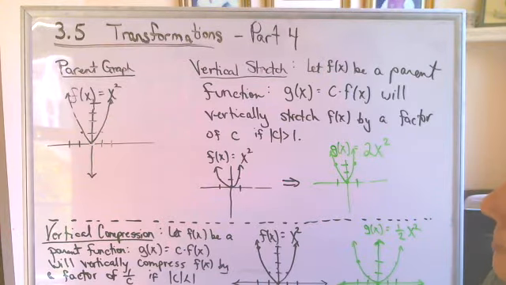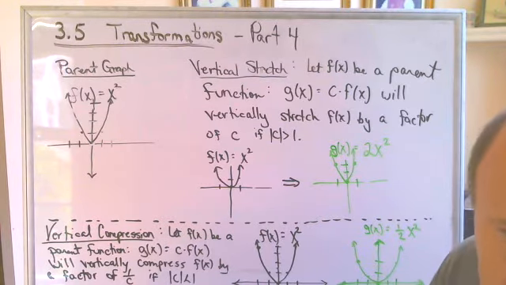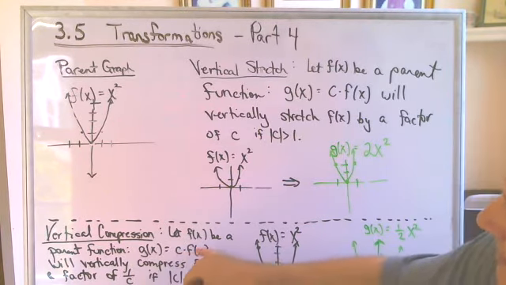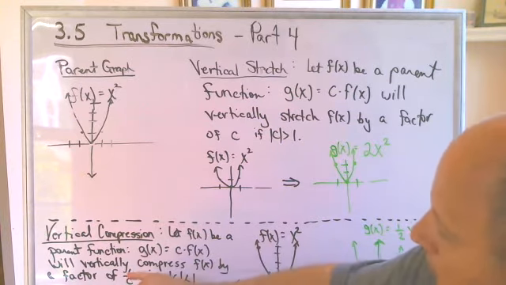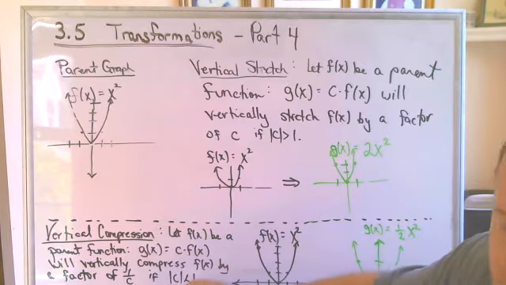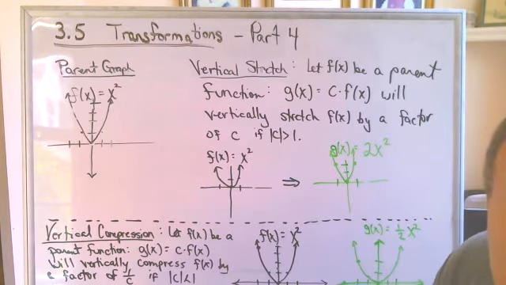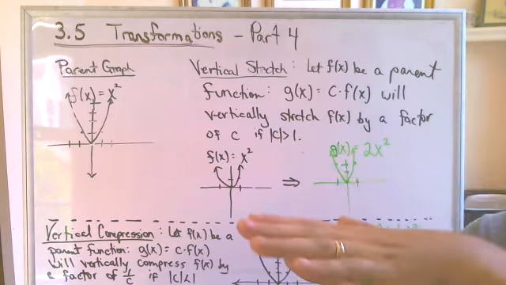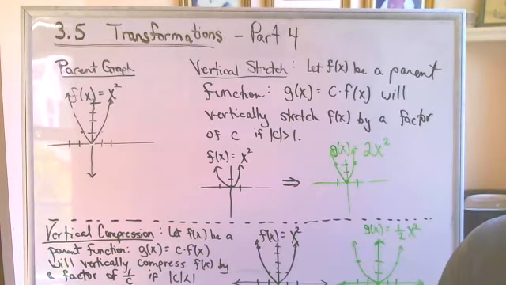Now, a vertical compression is along the same lines. It's another distortion. Let f of x be a parent function, g of x equals c times f of x. So you notice it's the exact same thing. We'll vertically compress f of x by a factor of 1 over c if the absolute value of c is less than 1. The most common number they like here is 1/2. Sometimes they may use 1/3 or 1/4. What it does is compress the graph. It makes it look really fat. It's like when you get one of those mirrors and you look really wide, like a short, stubby guy. So that's what this one kind of does.